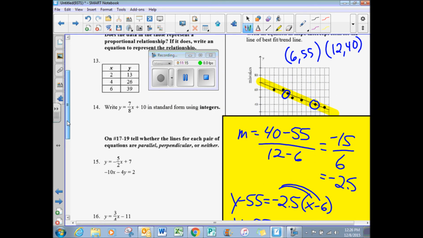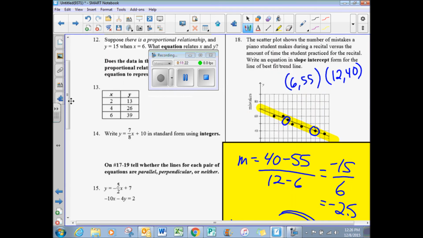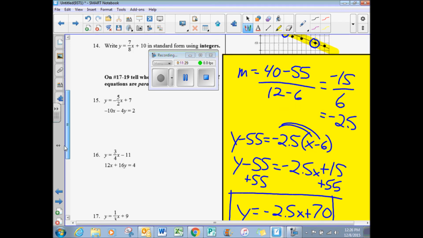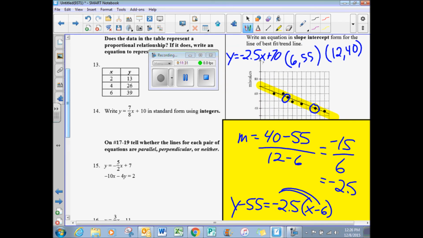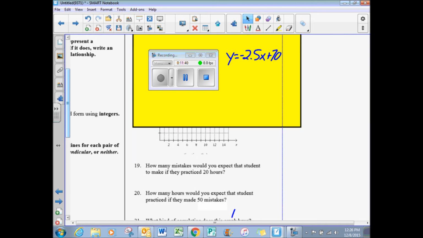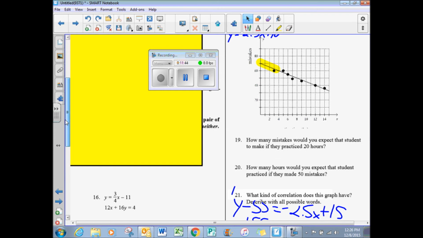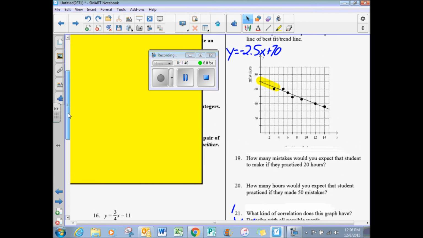Why do I want an equation for my line? Well, so I can do exactly what it asked us to do on the following questions. So that was y equals negative 2.5x plus 70. Is that what we had? Plus 70, yes. Okay, so we're going to use that for the rest of this. So let's get rid of that.